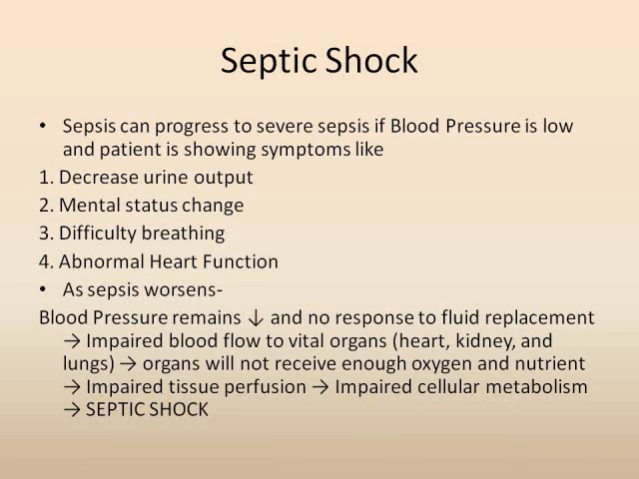Sepsis can progress to severe sepsis if blood pressure is low and the patient is showing symptoms like a decrease in urine output, mental status change, difficulty in breathing, and an abnormal heart function. As sepsis worsens, the blood pressure remains low with no response to the fluid replacement. Impaired blood flow to the vital organs such as heart, kidney, and lungs will lead to organs that do not receive enough oxygen and nutrients, which leads to impaired tissue perfusion and impaired cellular metabolism, which results in septic shock.